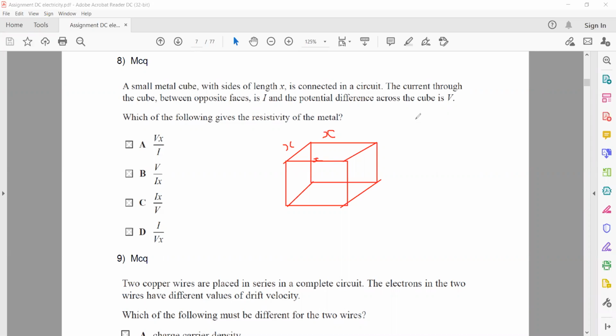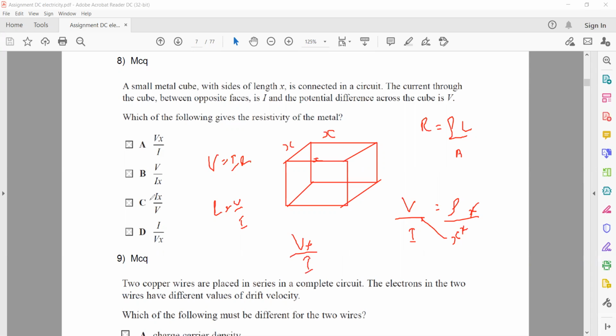So the formula which relates resistance with resistivity is R equals rho L by A. And the formula which relates voltage and current with resistance is V equals IR, so R equals V divided by I. When we compare the two equations, V divided by I equals rho, length is x, and the area is x into x, so it will be x squared. So this will cancel with x, and it will be Vx divided by I. So it matches with option A. So for question 8, A is the right answer.